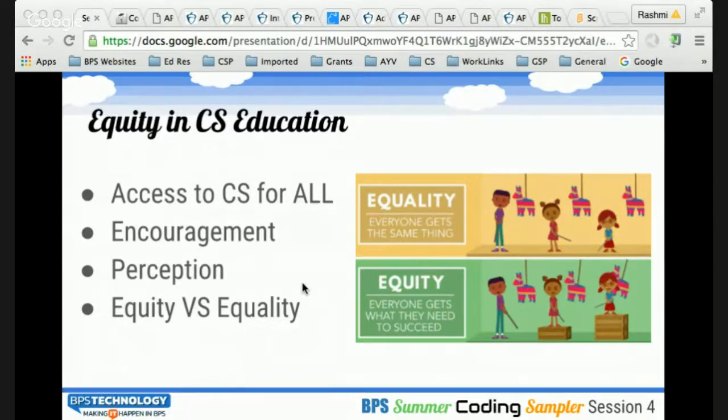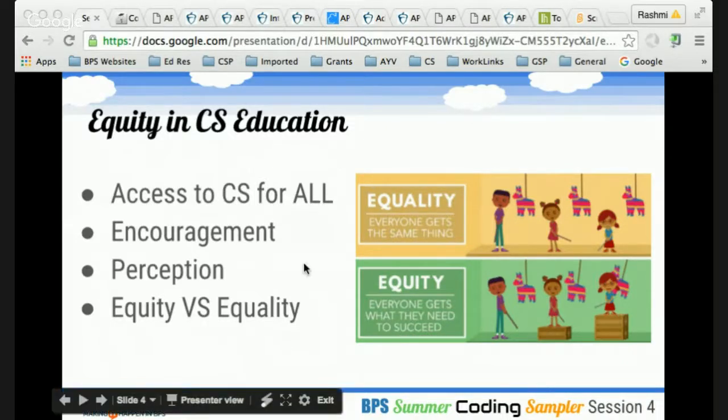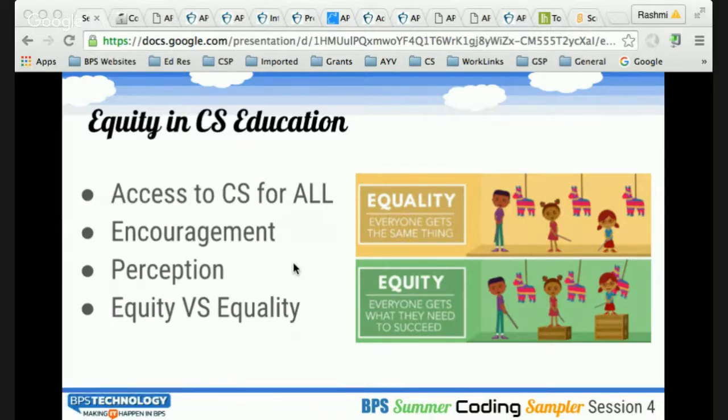It is so important to have this conversation in our schools, in our classrooms, and to recognize the opportunities that are missed when we don't reach all students where they are in order for them to succeed.